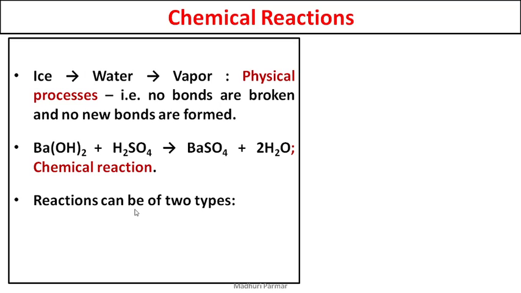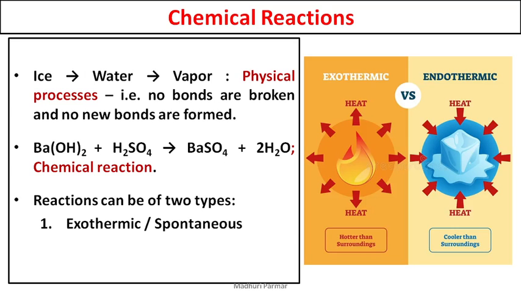So reactions can also be of two types based on the energy. Okay, it can be exothermic or spontaneous reaction. Exothermic are the reactions which give out heat. Okay, when you see this reaction happening, it will give out heat. So they are also spontaneous. Spontaneous meaning they can occur on their own, they can happen on their own.